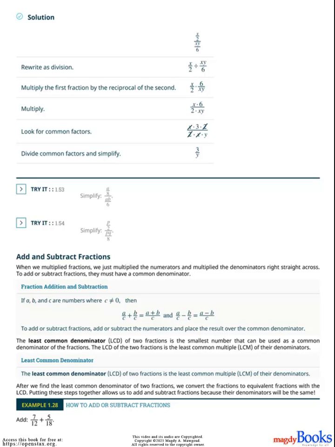Try it 1.53. Simplify. a over 8 divided by ab over 6. Try it 1.54. Simplify. p over 2 divided by pq over 8.